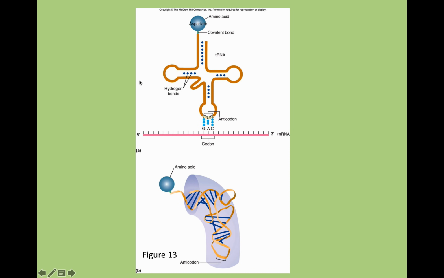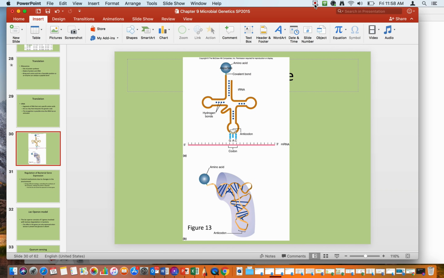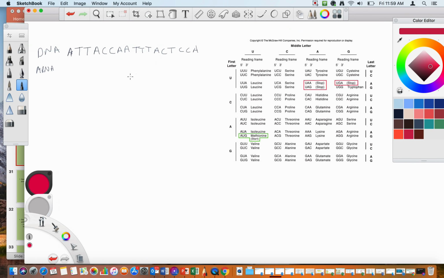I'm going to go to the writing board again, and I'm going to give you some examples and show you how to use the genetic code. All right, here I have the genetic code up here. I have the DNA sequence. Take a moment to write that down. We're going to make this DNA, transcribe it into messenger RNA. So again, if we have an A, we'll have a U.